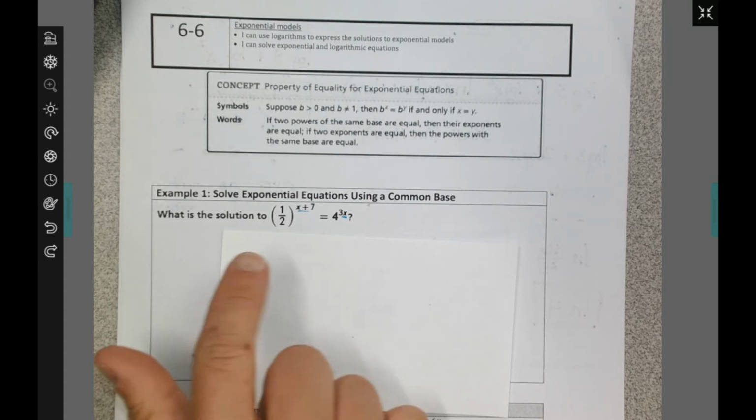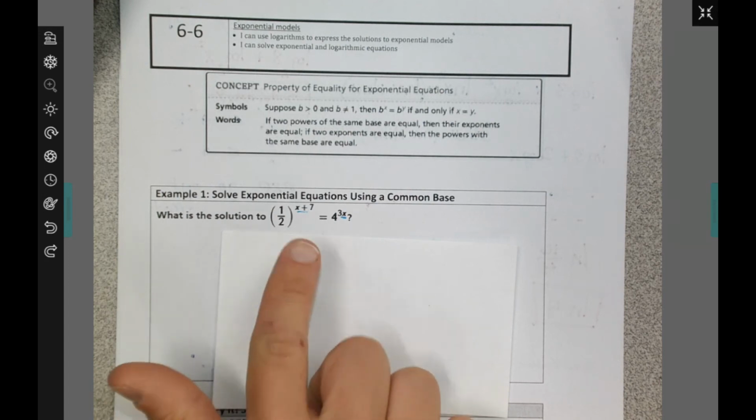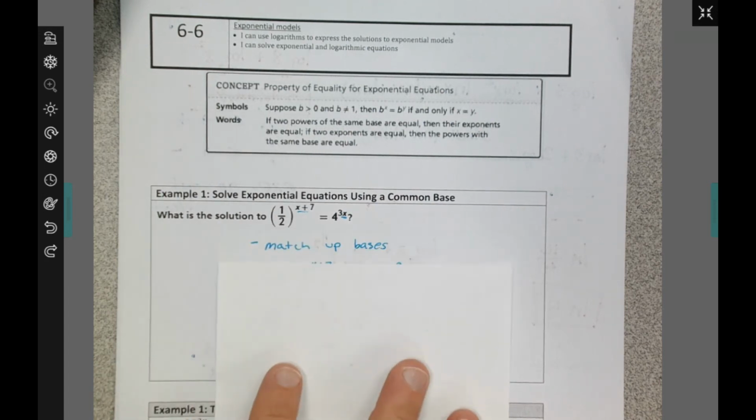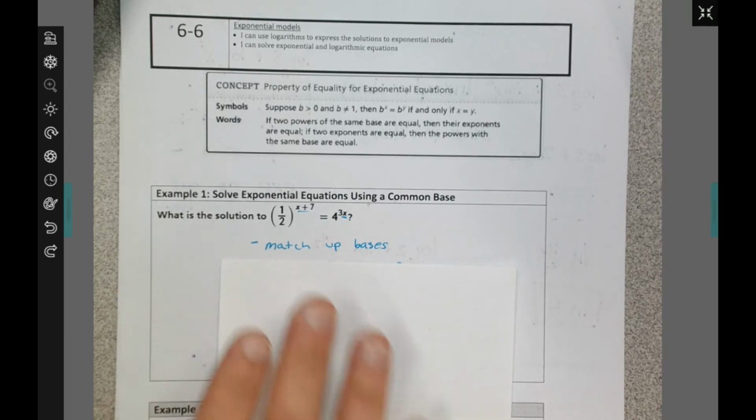So when you have an equation like this, where I have a power or an exponential on each side, we need to go ahead and try to get these bases to match up. Okay, so that's the key. When you have an exponential on the left and the right, we need to get the bases to match up.